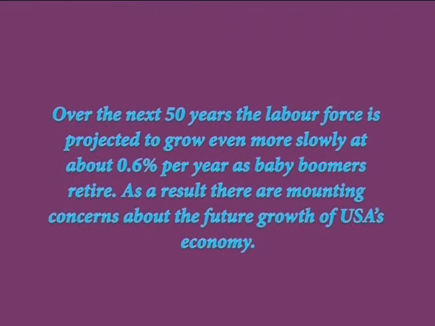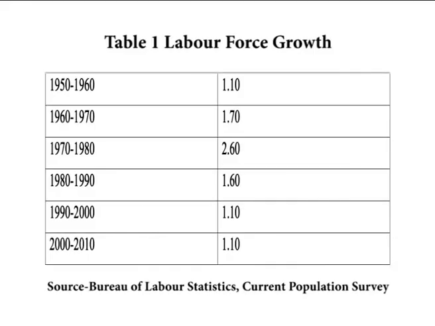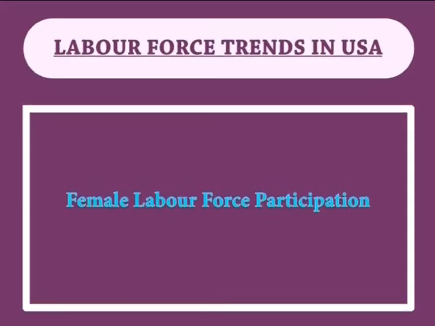Over the next 50 years, the labor force is projected to grow even more slowly at about 0.6% per year as baby boomers retire. As a result, there are mounting concerns about the future growth of USA's economy. Table 1 shows the percentage increment in labor force in USA. During 1950 to 1960, labor force grew by 1.10%, which increased in following years but again stabilized at 1.10% in 1990 to 2010.